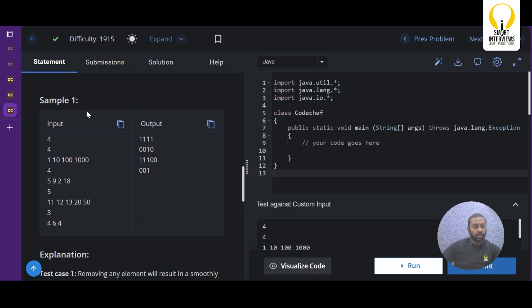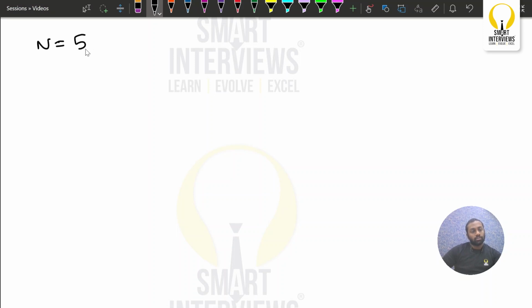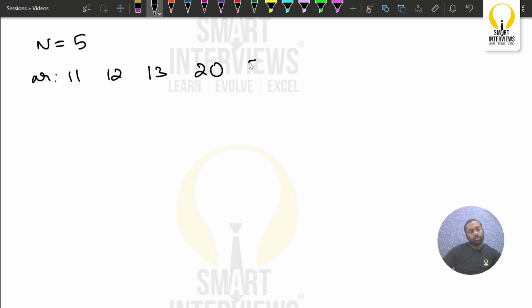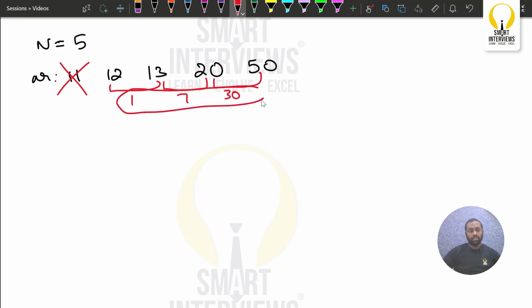What is the third test case? N equal to 5, and the array elements are 11, 12, 13, 20, 50. Firstly, let's try removing 11. If I remove 11, what is the difference array? The difference array is 1, then 20 minus 13 is 7, then 50 minus 20 is 30. That is, the difference array is 1, 7, 30, which is strictly increasing.